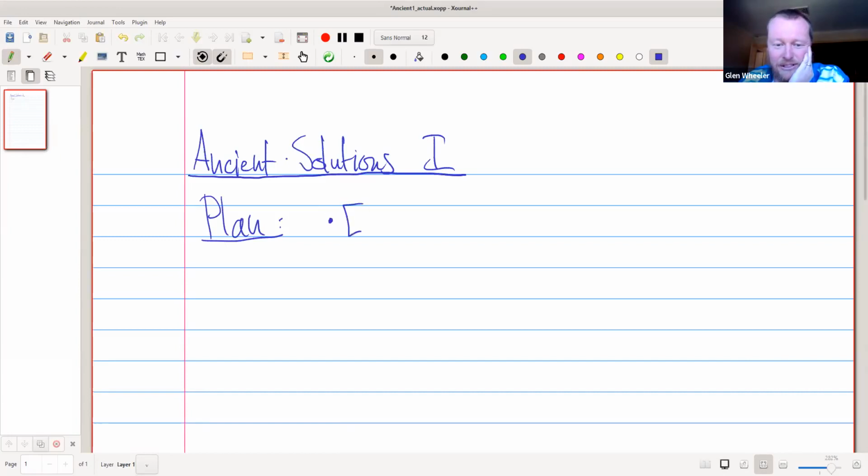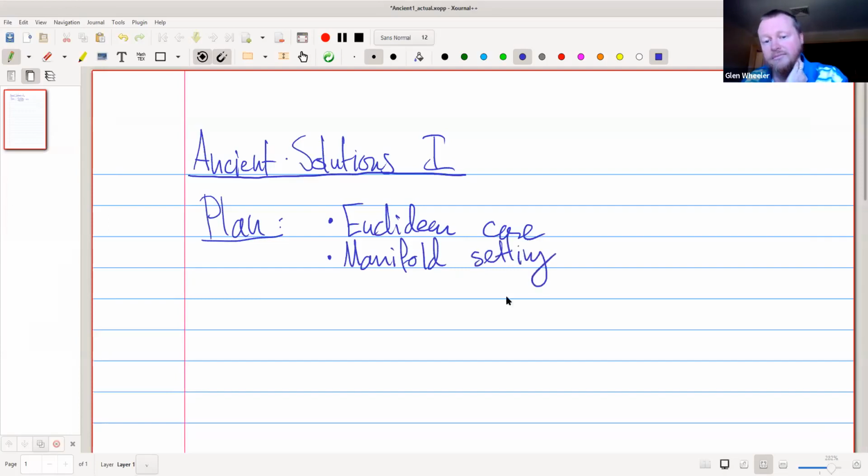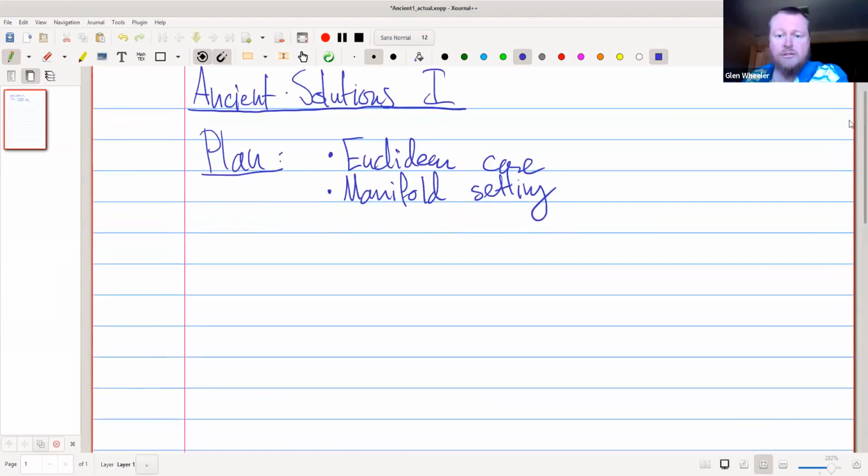We're going to do the Euclidean case of the result, and then we'll see that basically everything carries over to the manifold setting. Not really, but at least for the first theorem, that's true. My idea is to try to give details where I can, but not get bogged down too much.